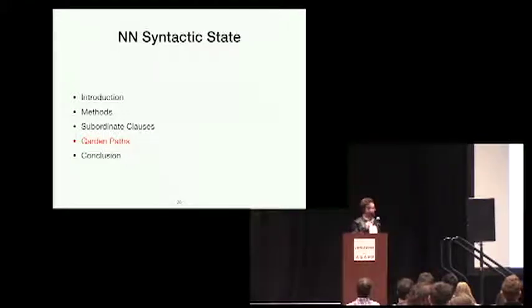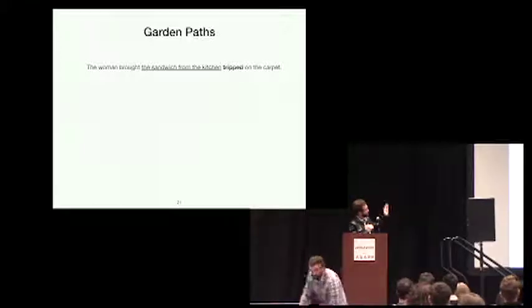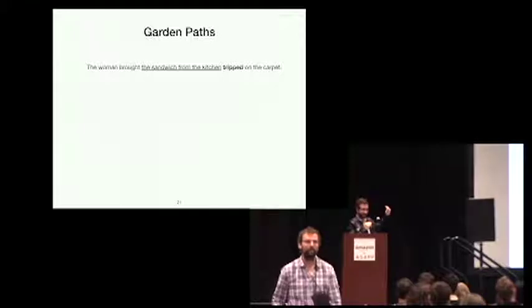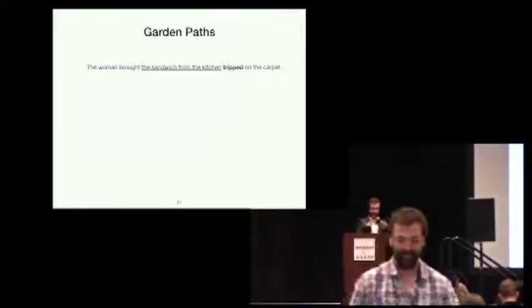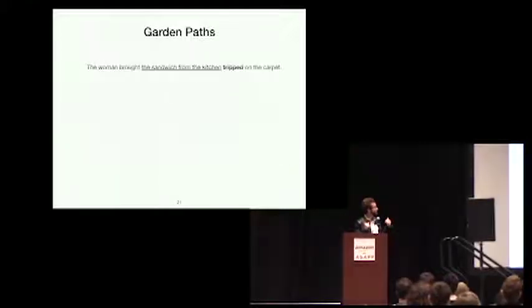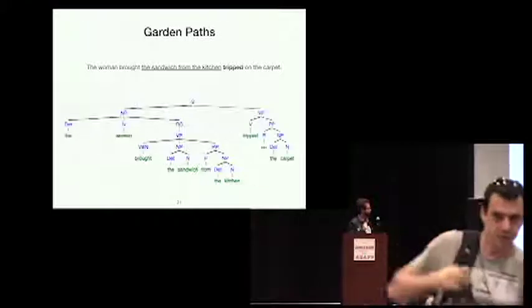The second thing I'm going to look at is garden path effects. We're going to go through this relatively quickly. Garden path effects are things like if you say, the woman brought the sandwich from the kitchen, and you imagine what your syntactic state representation is going to be like halfway through that, you probably think the sentence is done. Then you get a surprising word like tripped. So at first you think the sentence looks like that, but then you get the surprising word tripped and you have to revise it to this.